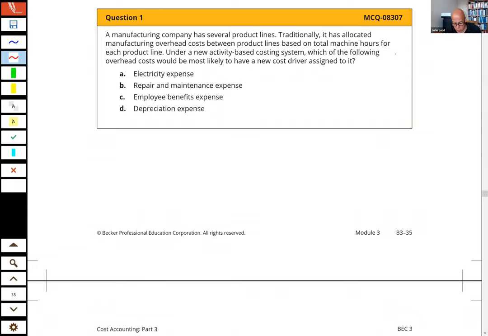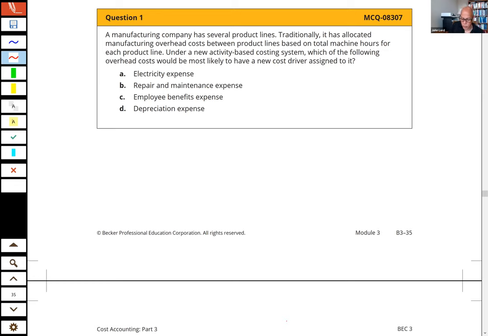Okay, guys, let's take a look at this question. This actually has a little bit of a throwback to our lecture from last time, because we did stop in the middle of the module here. A manufacturing company has several product lines and traditionally has allocated manufacturing overhead between product lines based on total machine hours for each product line. Under a new activity-based costing system, which of the following overhead costs would most likely have a new cost driver?